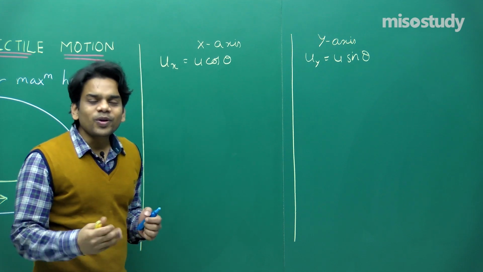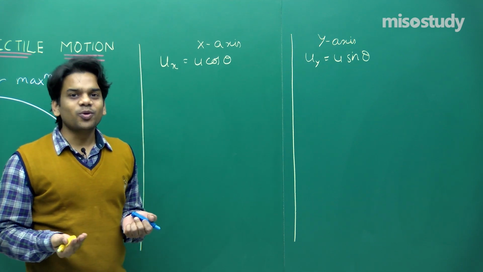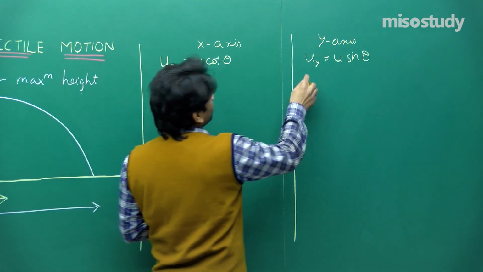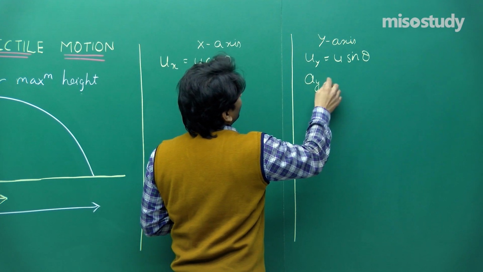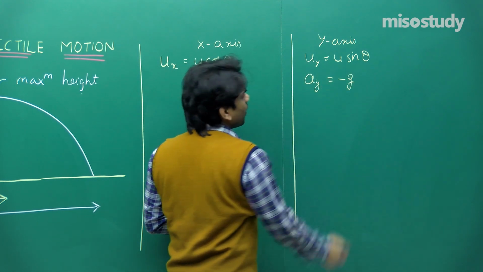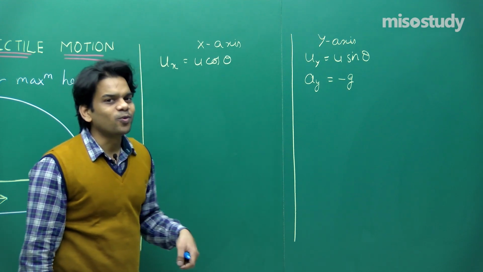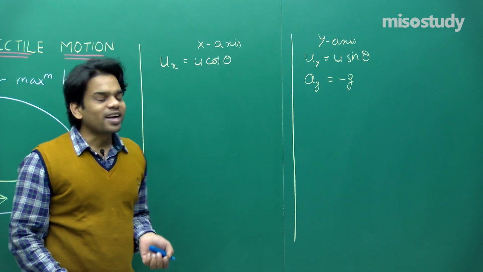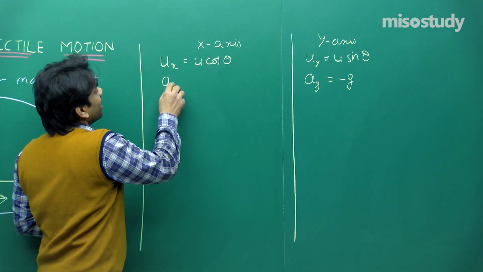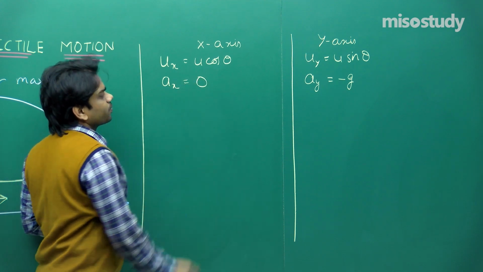Now the only acceleration acting was acceleration due to gravity, and that was in the vertical downward direction. So I am writing acceleration along y direction as minus g, because it's acting downward. So we are taking downward direction as negative, and here acceleration along x-axis, there is no acceleration, so 0.